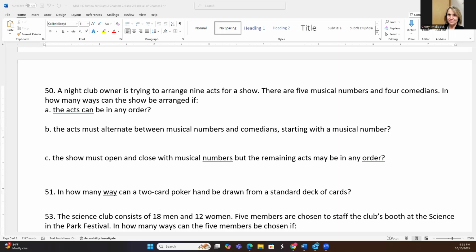In this video, we are going to look at solutions to the review for exam 2, starting with number 50. It says a nightclub owner is trying to arrange 9 acts for a show. There are 5 musical numbers and 4 comedians. In how many ways can the show be arranged if the acts can be arranged in any order?